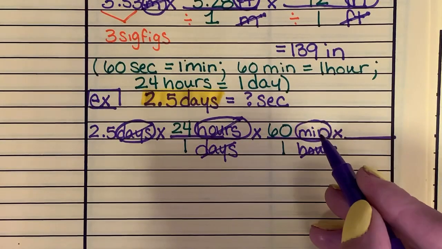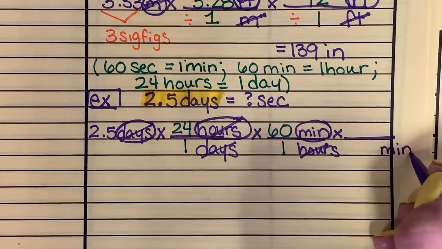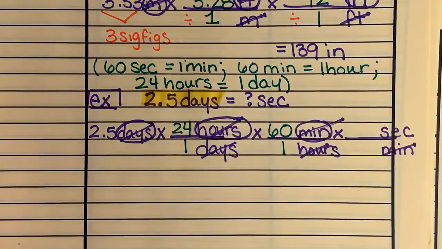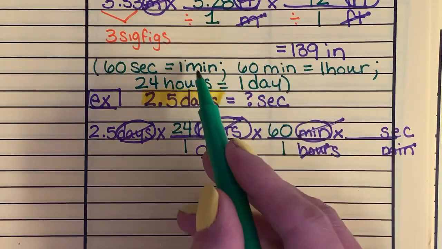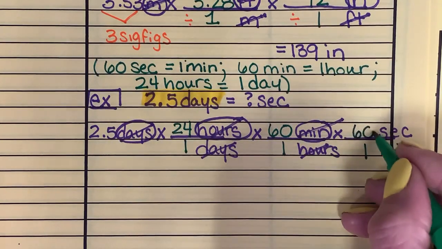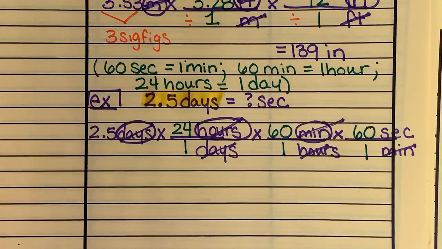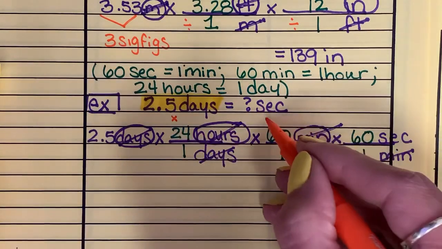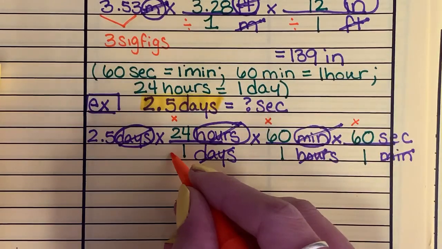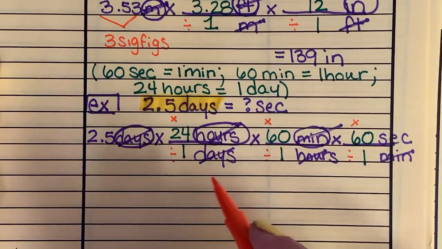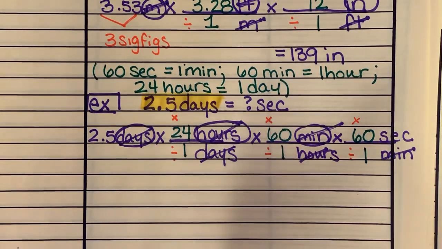Because I want minutes to go away, minutes needs to go on the bottom. I'm changing to seconds. I know that 1 minute is equal to 60 seconds. Okay? Just like before, anything that's on top of the line, I multiply. Anything that's on bottom of the line, I divide. When I plug this into my calculator, I'm just gonna ignore all those ones because I know it's not gonna change the math. So let's see what we get.